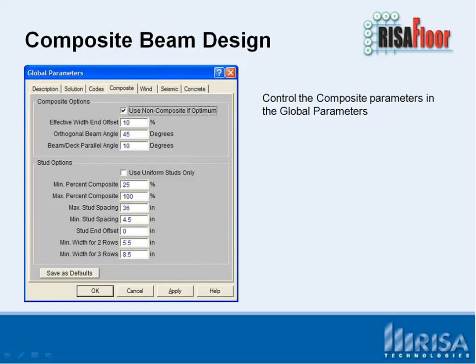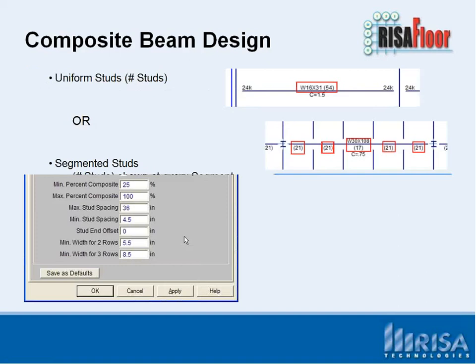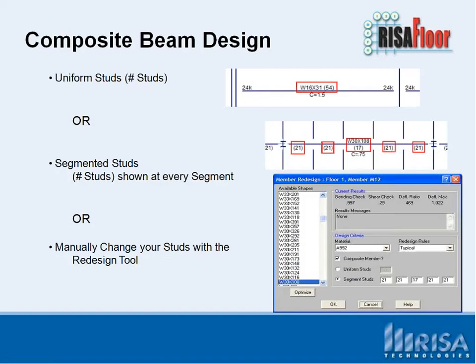We can also even tell the program whether we want some end offsets before we start the studs, or what the minimum width would be for 2 rows or for 3 rows. So you probably want to visit your global parameters before you get started with your composite design. And then what we can see, the program actually can do things like uniform studs, which will tell us here in the parentheses when we get results on our beam whether we have studs. So we'll see here 54 studs are right now in this beam, and then it has a camber listed below that.